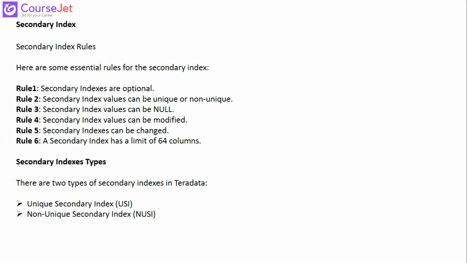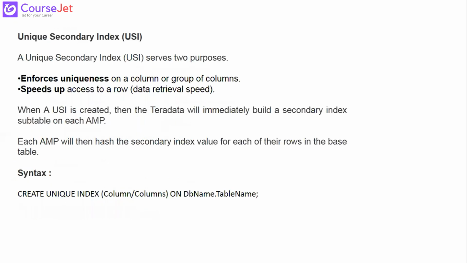Another limitation for the secondary index is that we can have around 64 columns. When we take the primary index, we can have around 16 columns in a combination, but in a secondary index, we can have around 64 columns. As we said, there are two types of secondary index, unique and non-unique. We'll see them one by one.